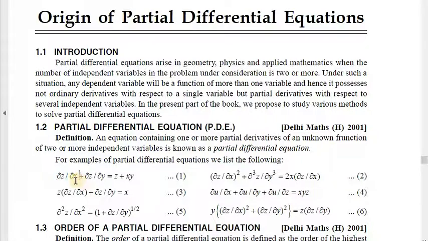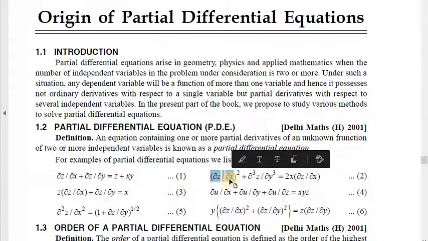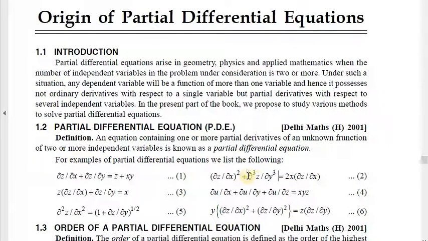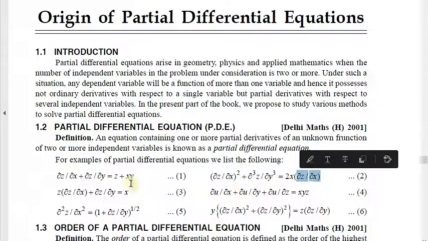In this quantity, we have differentiated z with respect to x1. So this is a first order partial derivative of z. This is the first order partial derivative of z with respect to y. And this is also a first order partial derivative of z with respect to x. Here we have differentiated z with respect to y 3 times, so this is a third order partial derivative. This is a first order partial derivative.